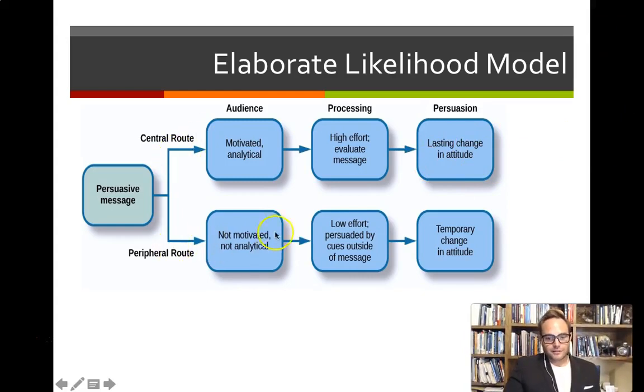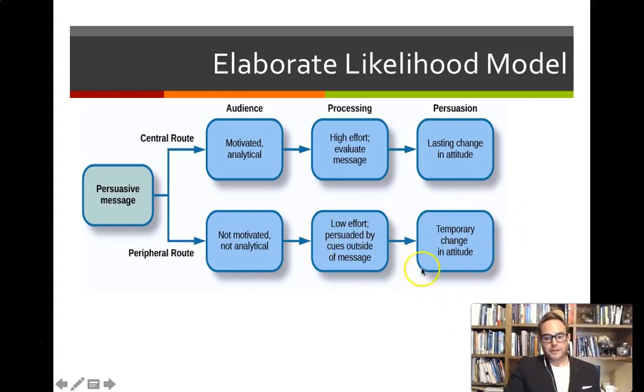However, your audience also might not be motivated. They aren't going to be super analytical. Consequently, they're going to be putting in minimal effort into evaluating your message. And they're going to be more concerned about maybe cues outside of the message. How well you dressed or how well you presented your argument. Did you use language that they could understand? How did you make them feel sitting there listening to your speech? So they're going to be persuaded by those kinds of factors.